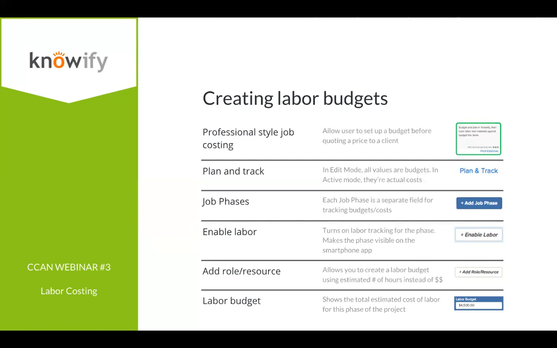Labor budget is just, this is how much I think it's going to cost in labor to complete this project, and or this phase of the job, I should say. And this will automatically be calculated through the flow of using the add role/resource, or you can just write in a lump sum if you prefer.